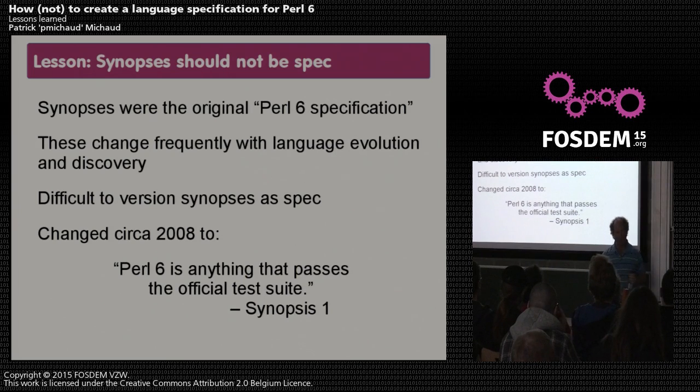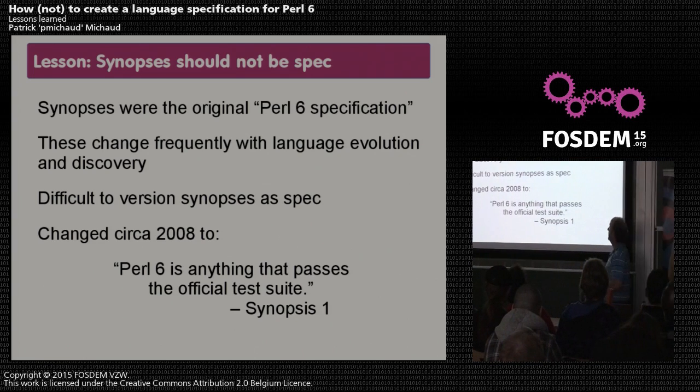Another lesson, and this is another one of my rants, is that what we know as the synopses, which are our design documents, should not be the specification, and we need to stop referring to them as if they ever were. We need to get that notion, that duality of synopses as spec, out of the conversations. I think it's caused a lot of confusion, both within the developer community, within the Perl 6 bubble, but more importantly, outside of the bubble. When people ask, where is the Perl 6 specification? We point to the synopses, and it's confusing. They're difficult to work with, and worse, they change a lot.